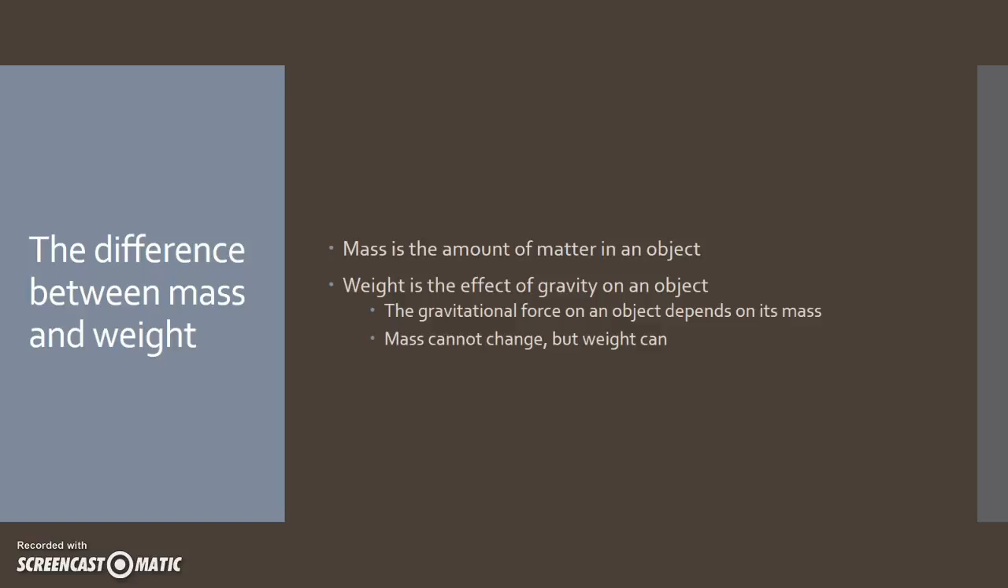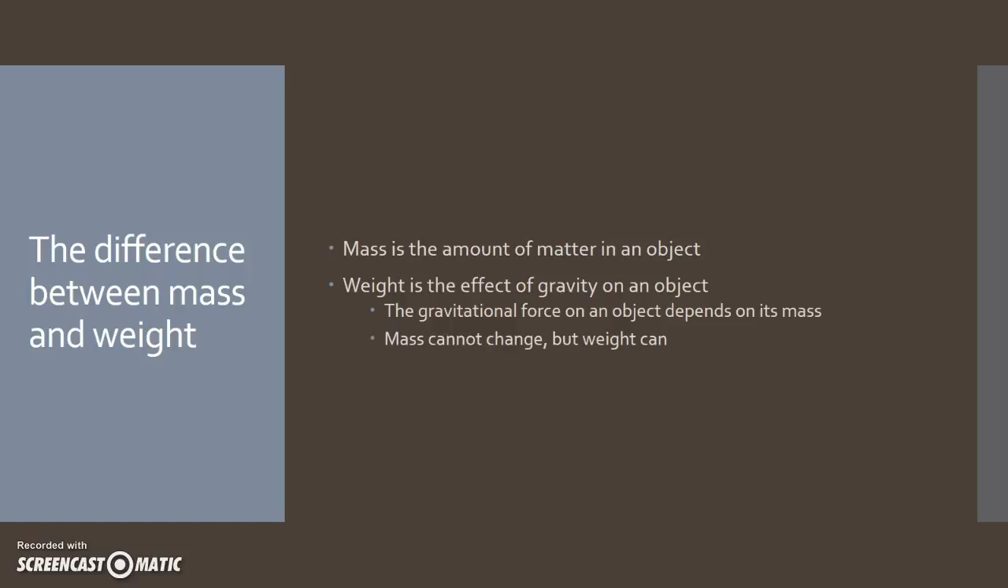And the final thing we want to talk about is the difference between mass and weight. Mass, as we said before, is the amount of matter in an object. Weight is the effect of gravity on an object. And the gravitational force on an object depends on its mass. Mass can't change, but weight can.